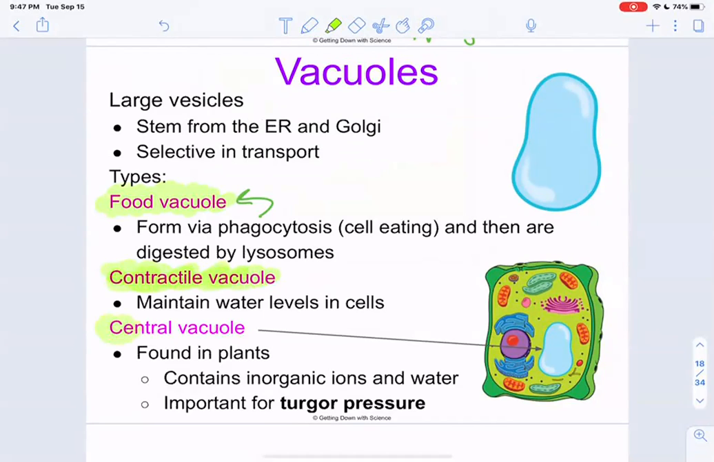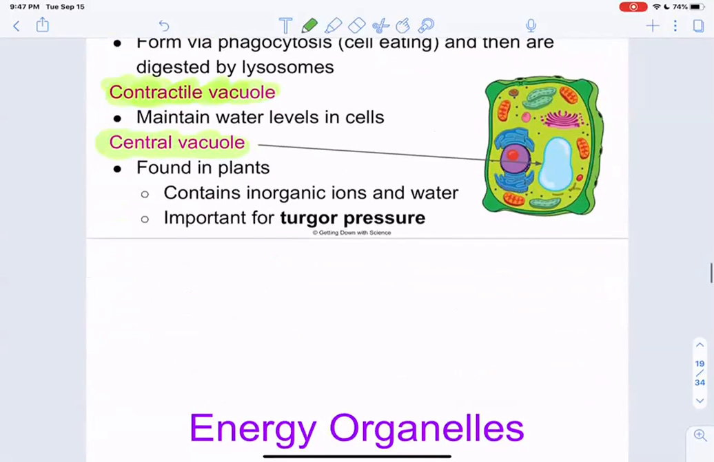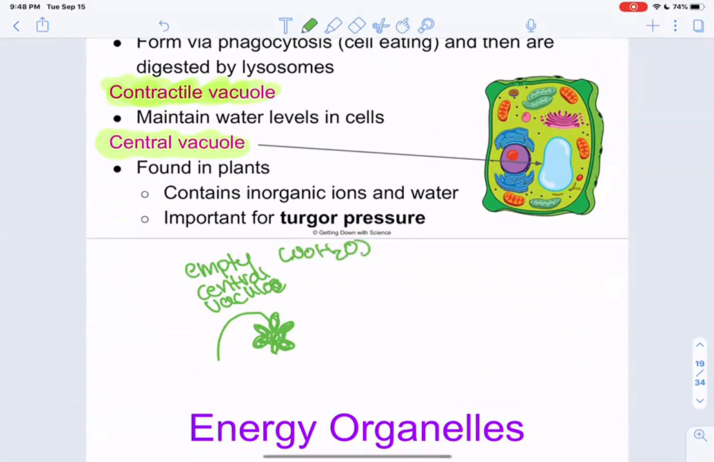And then most importantly for plants, the central vacuole. The central vacuole is what gives plants their shape. If the central vacuole is empty and there's no water, our plants are going to be sad and limp. Sad flower. Empty central vacuole, there's no water in here. So when you see your flowers limping, all sad, it means it's thirsty.